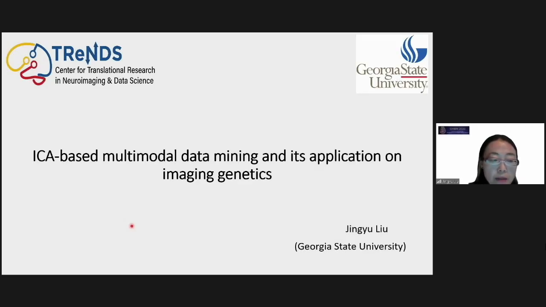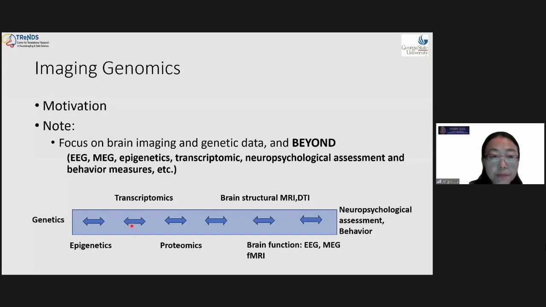I'm going to talk about ICA-based multimodal data mining and its application in imaging genetics. My name is Jingyu Liu, from Georgia State University. I believe everyone is already motivated to do imaging genetics studies. So here I only have one note for you.